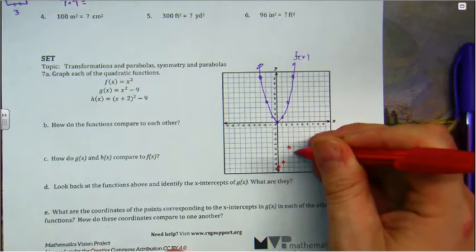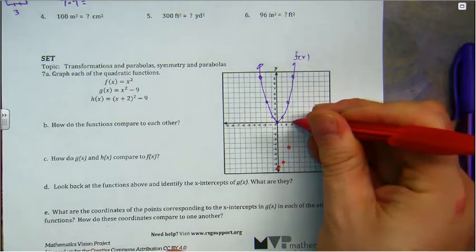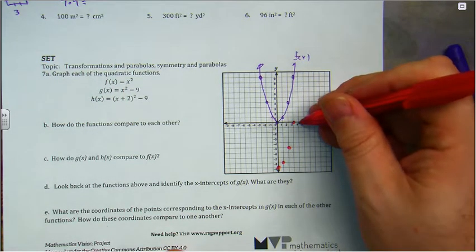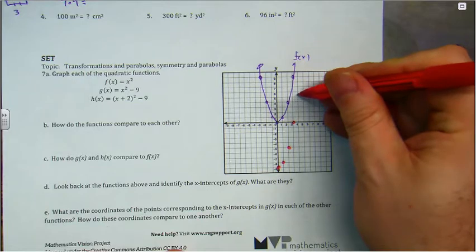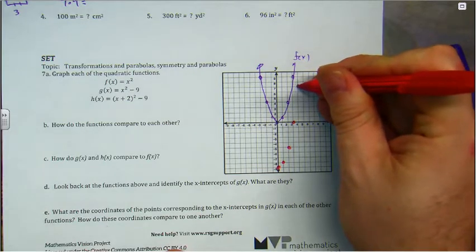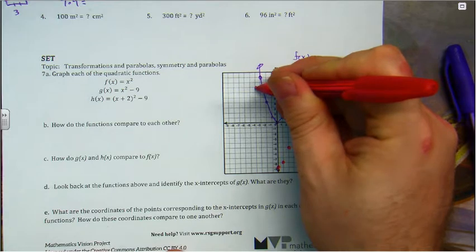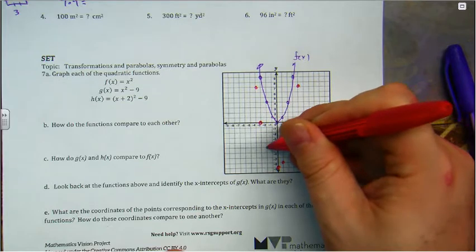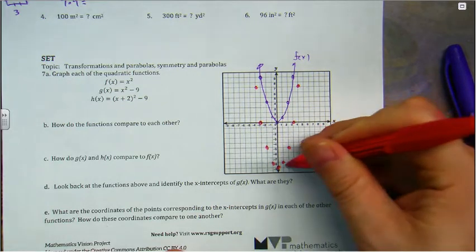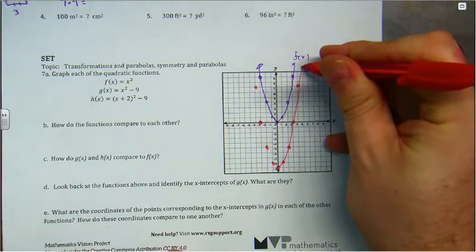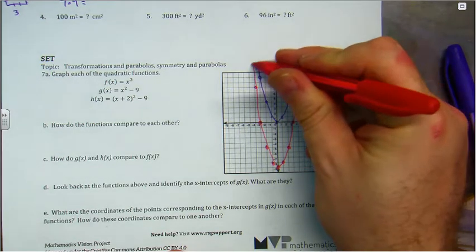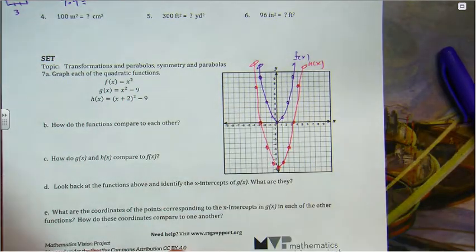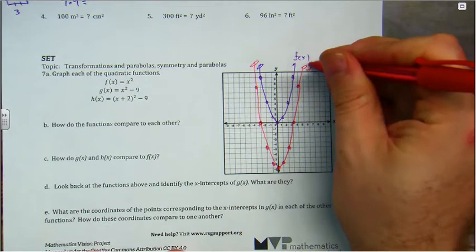1, 2, 3, 4, 5, 6, 7, 8, 9. When I go over 4, I go up 16. So that was 9, 10, 11, 12, 13, 14, 15, 16. All right, and then I mirror it. There we go. So that looks something like this. That is my g of x, not my h of x. G of x. I was looking ahead.